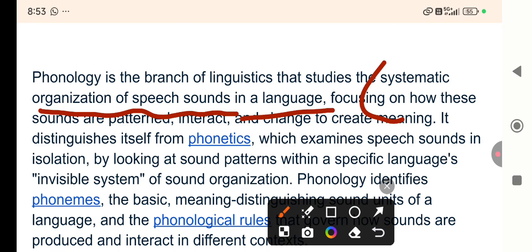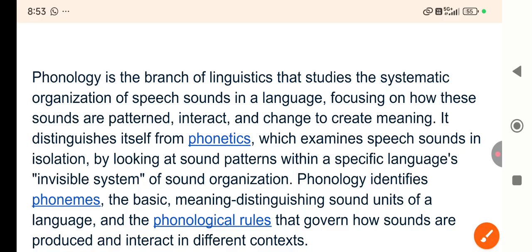Focusing on how these sounds are patterned, interact, and change to create meaning. What is phonology? Phonology is the study of systematic organization of speech sounds.